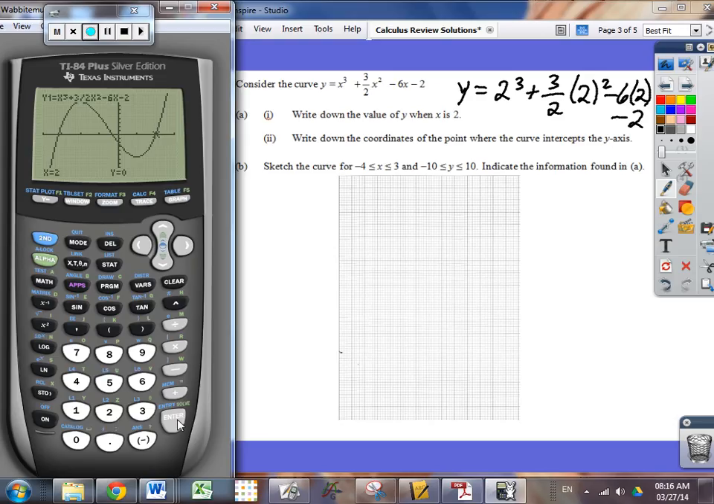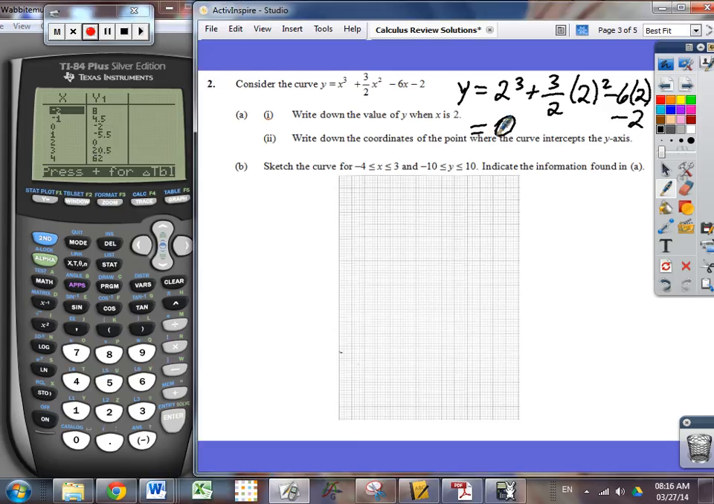Okay? I could also have looked at table, second graph at the table, and here you can see that when x is 2, your y is equal to 0. So no matter how you do it, you should end up getting 0 as a result. Part I, we need to write down the coordinates of the point where the curve intercepts the y-axis. The y-intercept is the place when x equals 0.